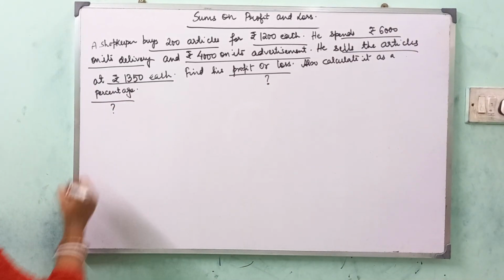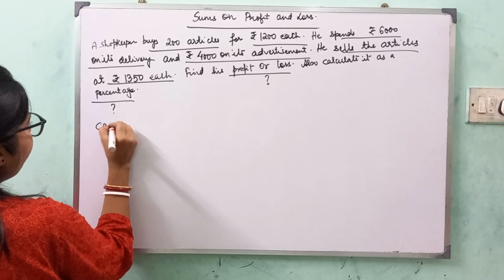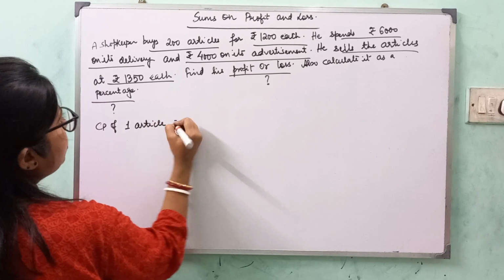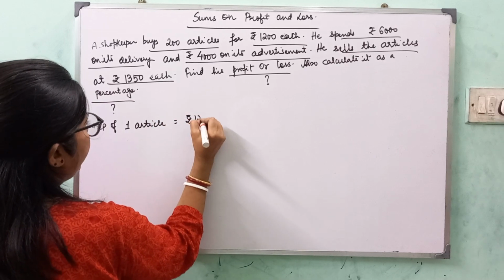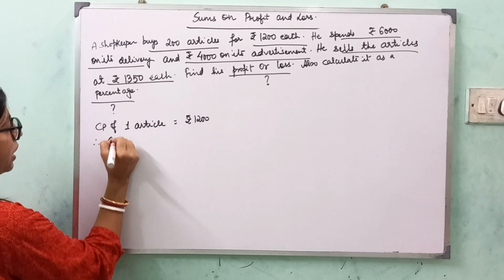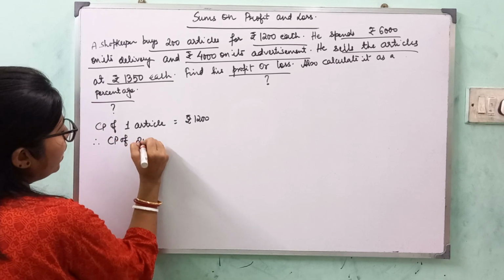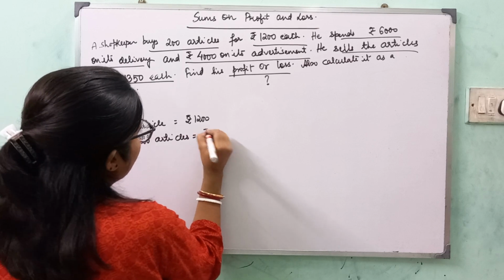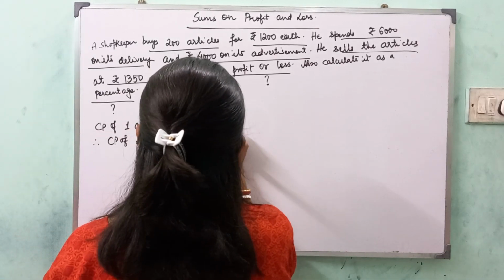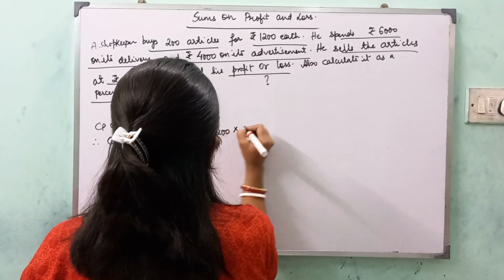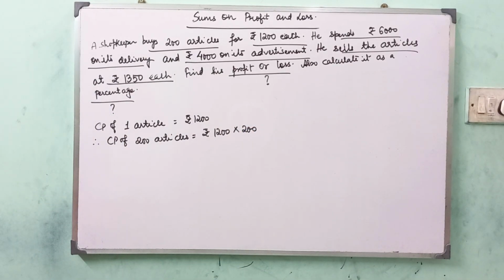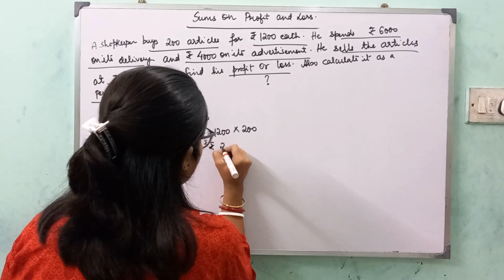Alright, so CP of one article is rupees 1200. So therefore CP of 200 articles will be rupees 1200 into 200.